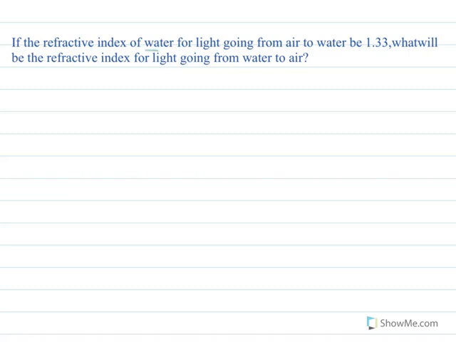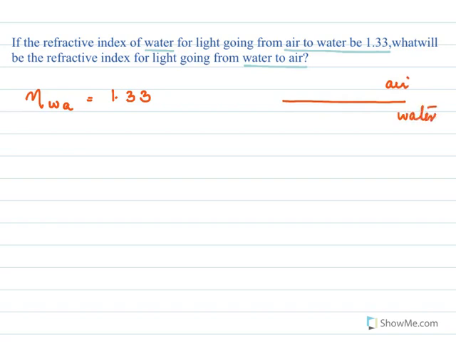The refractive index of water for light going from air to water is 1.33. What will be the refractive index of light going from water to air? Here they have given you the refractive index of water with respect to air, which is 1.33. This means the light is traveling from air to water, and you are finding the refractive index of water with respect to air.